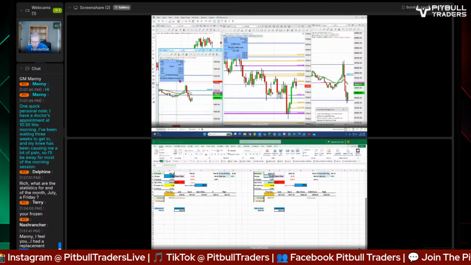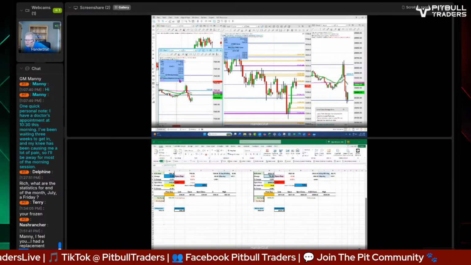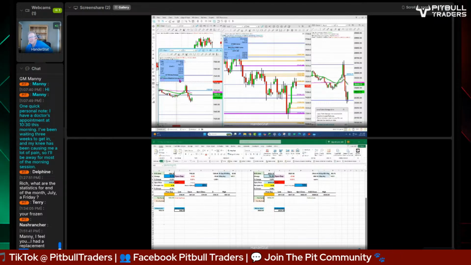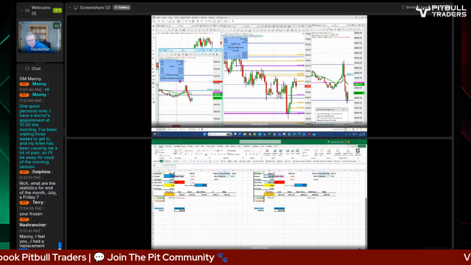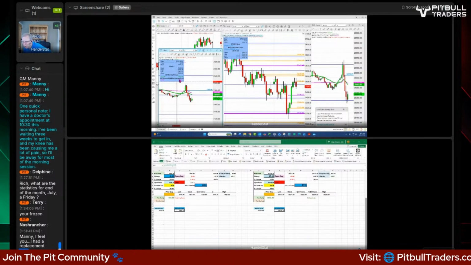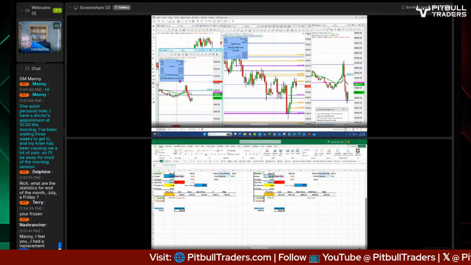Let's see. Oh, we have the opening range established. I'll draw that in 1 second. Let me just check this out. Still looking at this. I think we get up here and maybe turn around again. 30. 30.